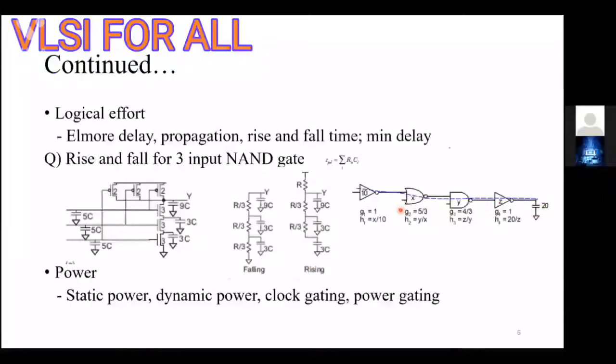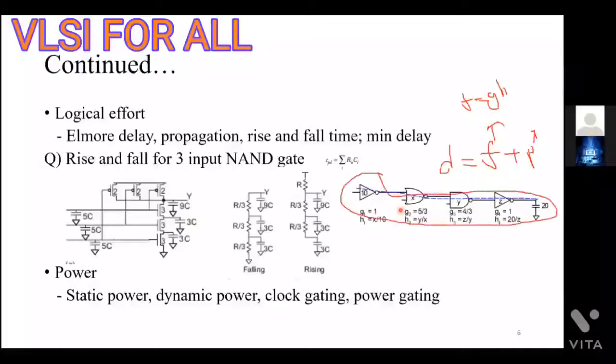So the formula for this delay is D equals F plus P. Here F corresponds to the stage effort, and F is given by G times H, where G is the logical effort and H is the electrical effort, and P is the parasitic delay. And I cannot explain the complete part here. You can look up these concepts related to multiple stage delay. You can check it online even.